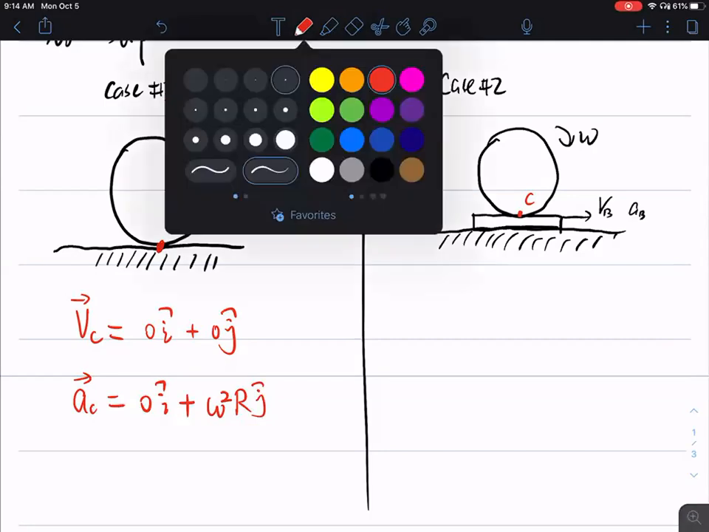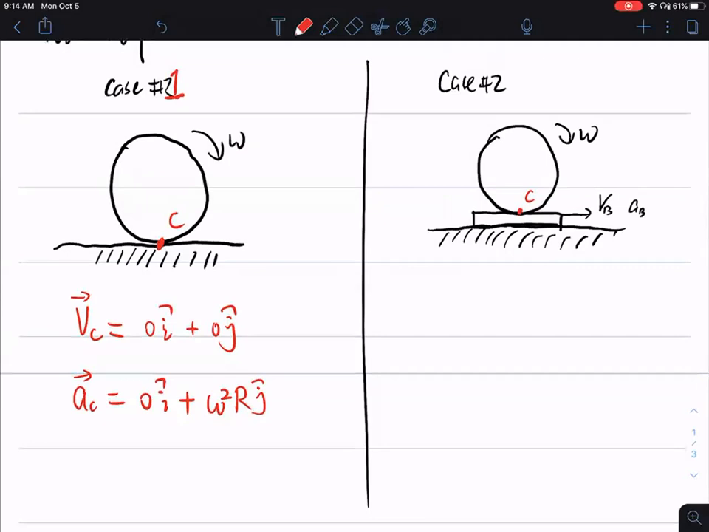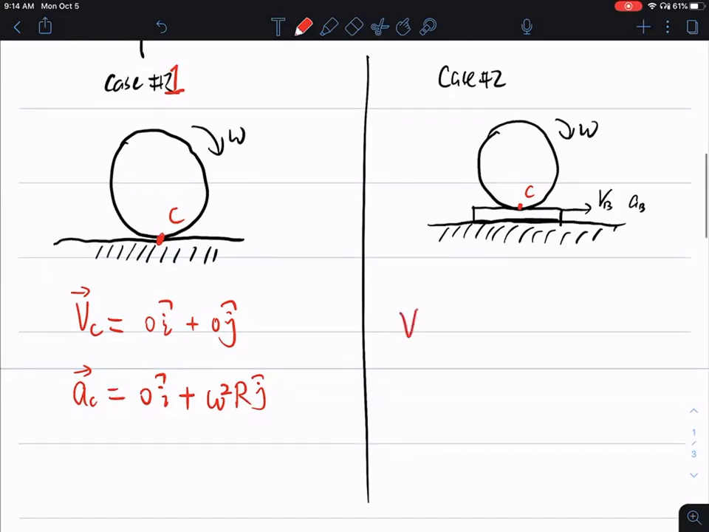Okay, so remember, case one and case two are kind of like definitions, something you must remember. Those are two special cases. You must remember what is going on under each case. So VC under case two, the velocity equals VB. It depends on how fast that block B is moving. That's in the I direction. In the J direction, we have zero, because that block only moves in the I direction, nothing's happening in the J direction.